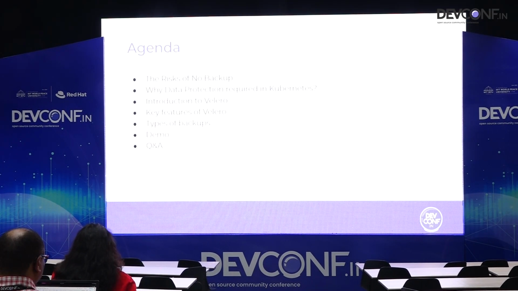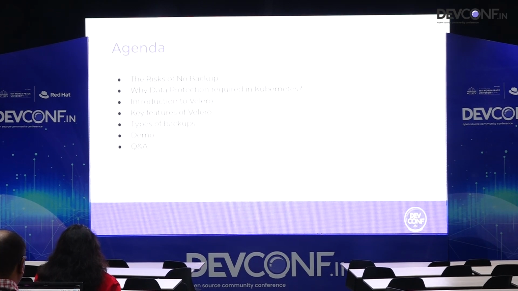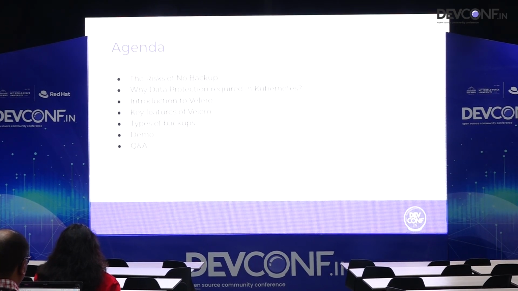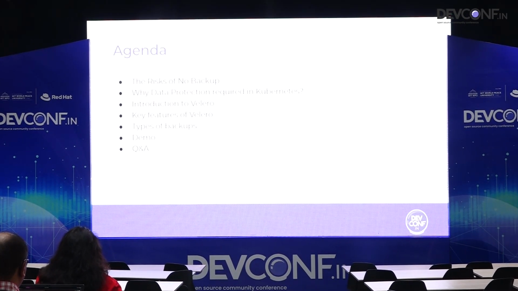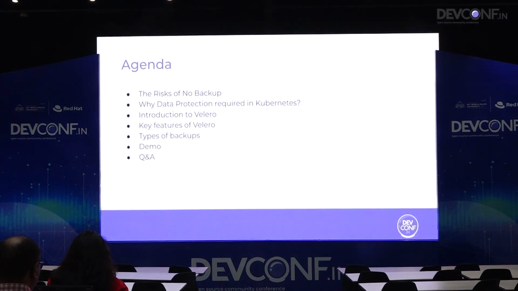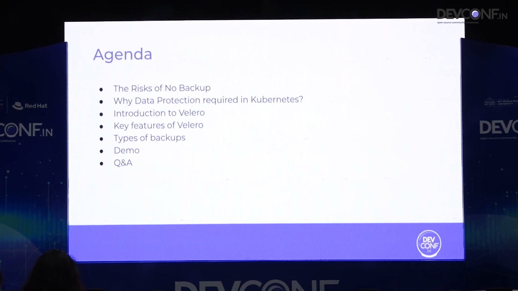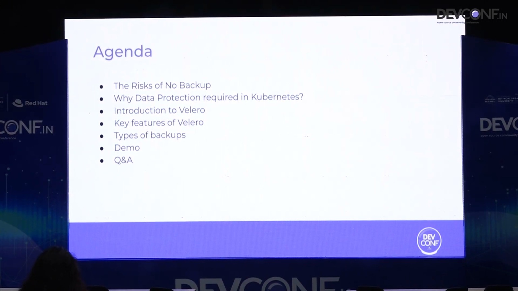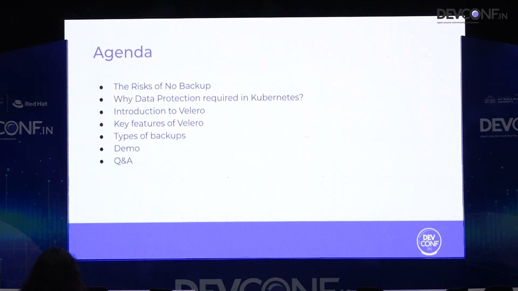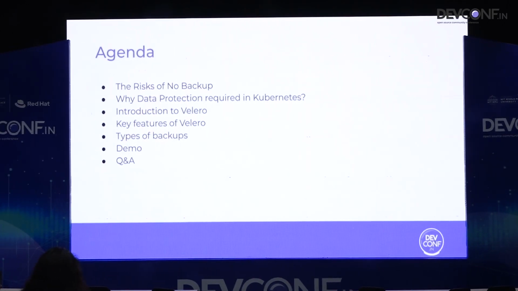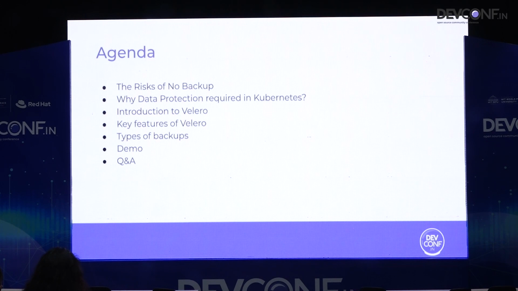Okay, so today we'll share the agenda. These are the main topics we will be covering: the risk of no backup, why data protection is required in Kubernetes, and what tool will help you save your workloads in Kubernetes. That is Velero. We'll dive into its features, show the types of backups that it supports, and do a live disaster recovery scenario with you, followed by questions and answers.